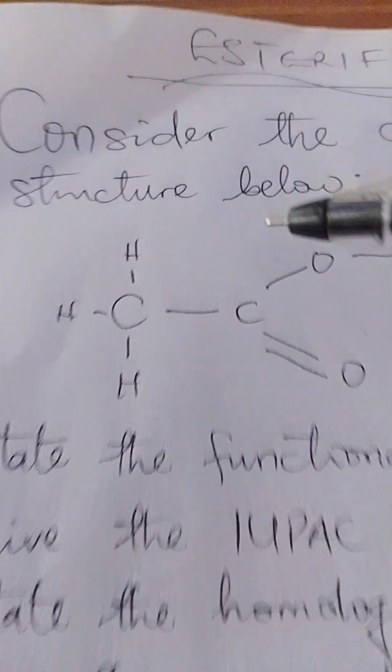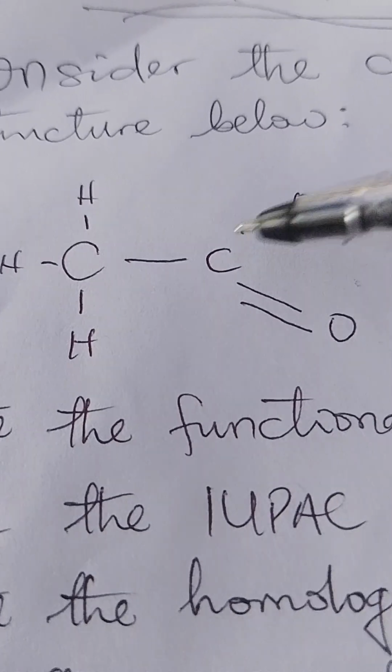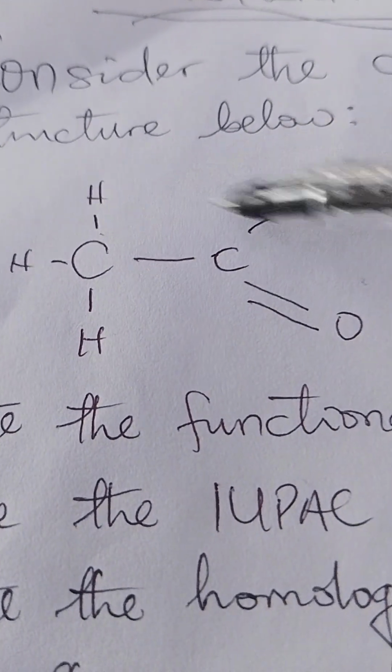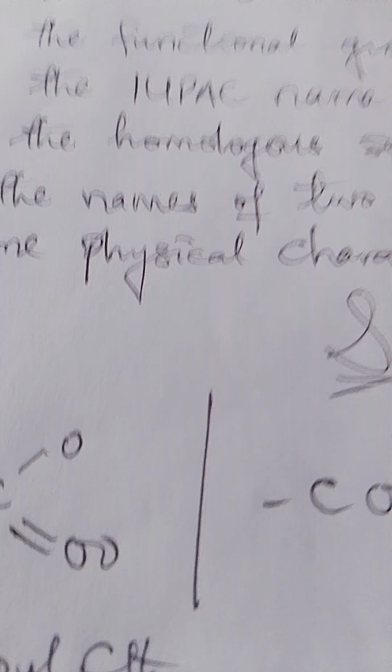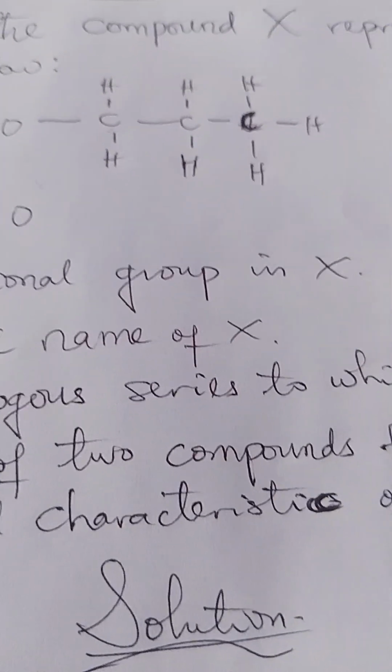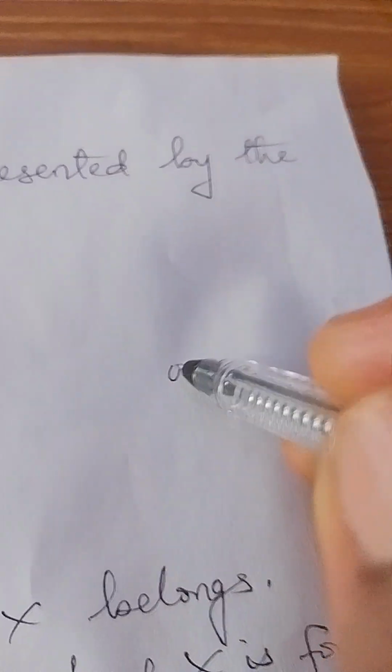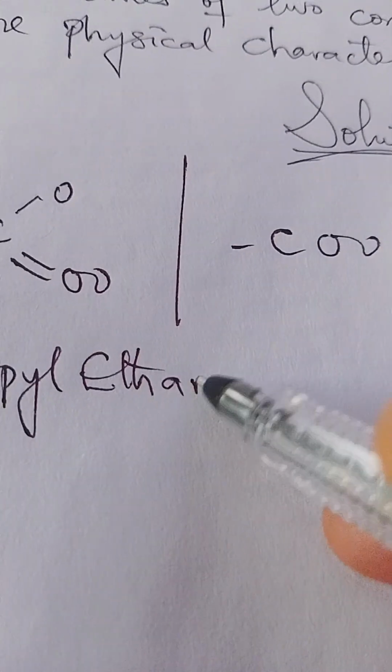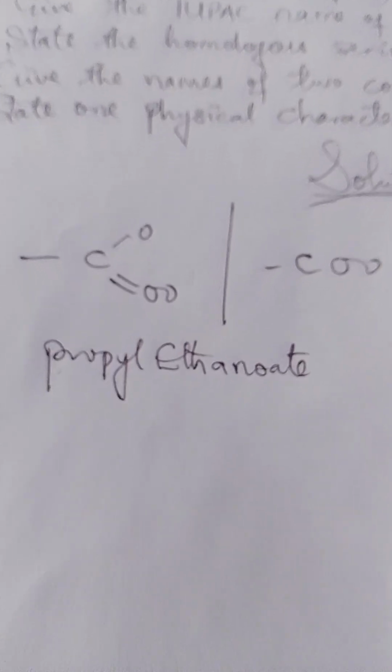The first part, which you end with, has how many carbon atoms? 1, 2, and 2 is what? Eth. Because this is an ester, mind you, ester ends with oate, where you remove the e in an alkane and replace it with oate. So what is the name? Propyl ethanoate. That is the name, propyl ethanoate. Is it making sense?